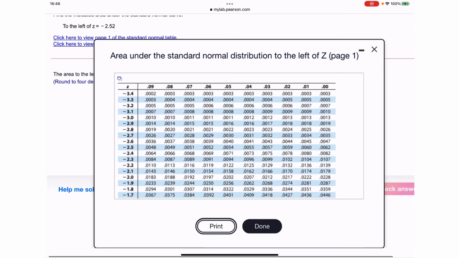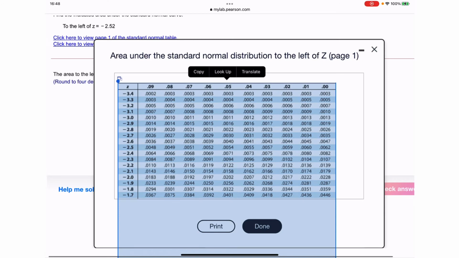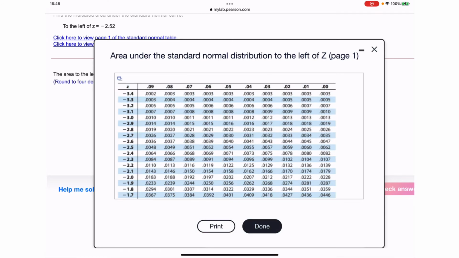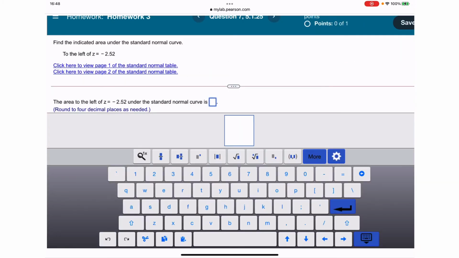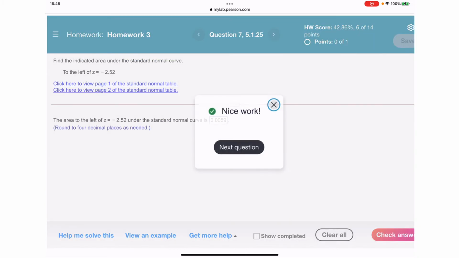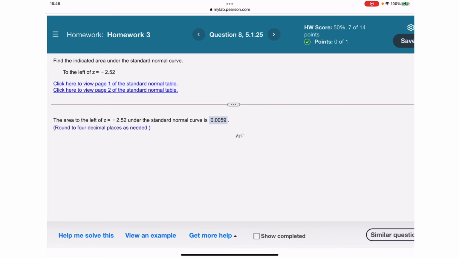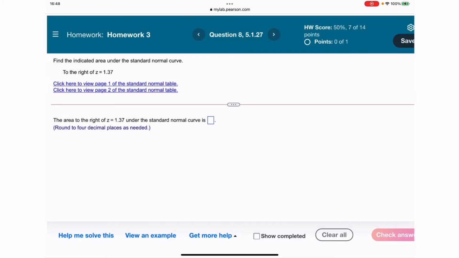And I'm going to 0.02. Let me see. It's going to be 0.0059. Nice work. Next, positive 1.36.